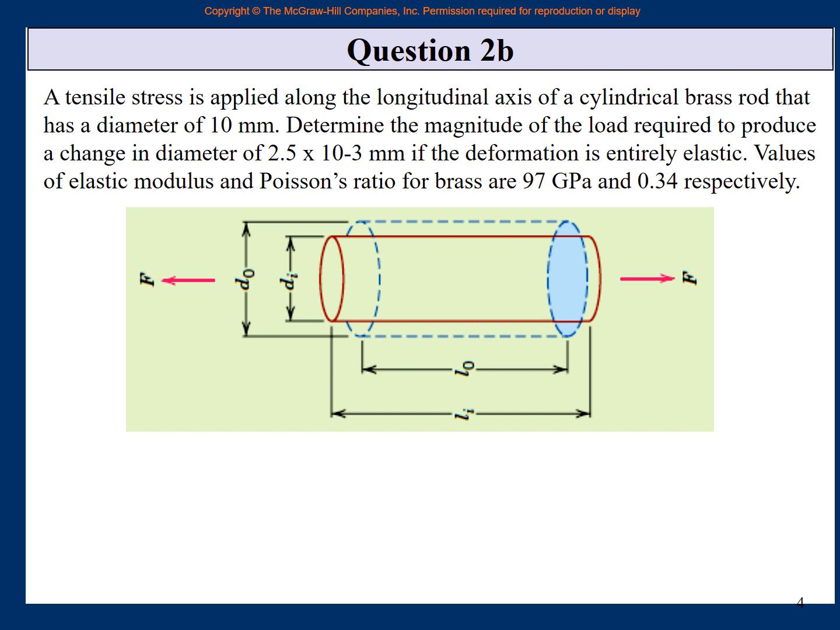The drawing is given, right? So this is a cylinder. Originally it was this dashed line. Later on, when it was pulled, it became the solid line. The force is F. The initial diameter is Di. The final diameter is Do. The initial length is L0. The final length is Li. The values are all given here.